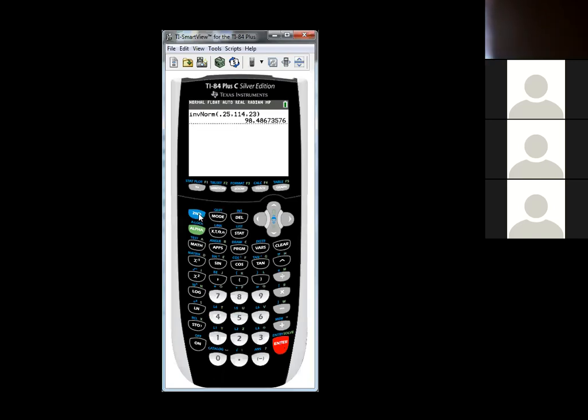Then I'm going to do the same thing with 0.75. 0.75, all the rest is the same. And I hit enter, and enter again, and I get about 130. So 130 minus 98 is 32. And there's my IQR. Any questions? Did I lose anybody on that idea? So notice we had to go backwards, so we're using inv norm instead of normal CDF.